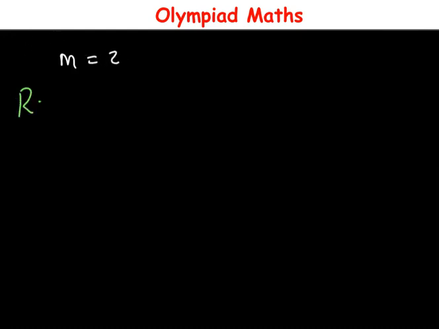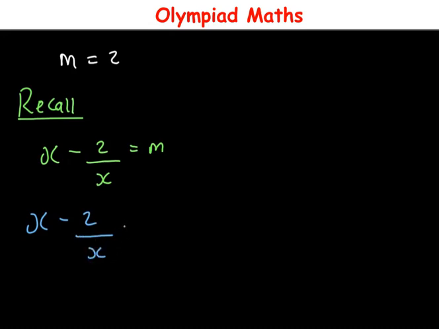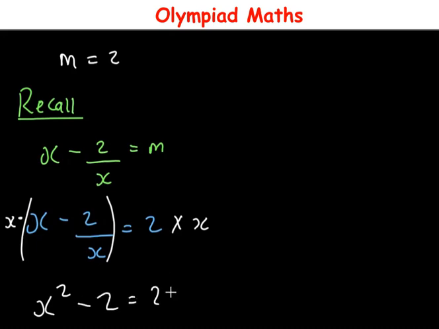So then we recall that x minus 2 over x is equal to m. Now, inputting m as 2, this equation becomes x minus 2 over x equals 2. And from here, if we multiply this equation by x, we have x times x, x squared, x times minus 2 over x is minus 2, equals 2x. And from here, move 2x over to this other side, x squared minus 2x minus 2 equals 0.